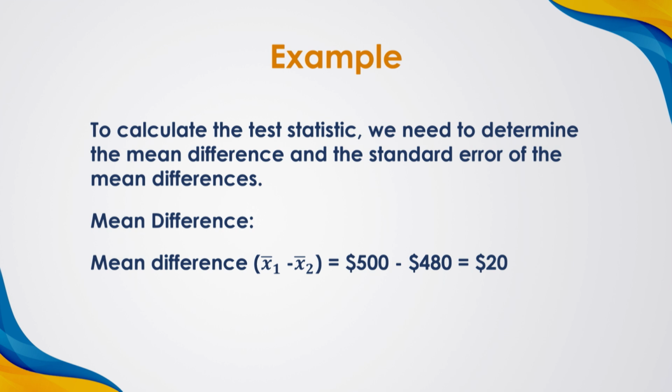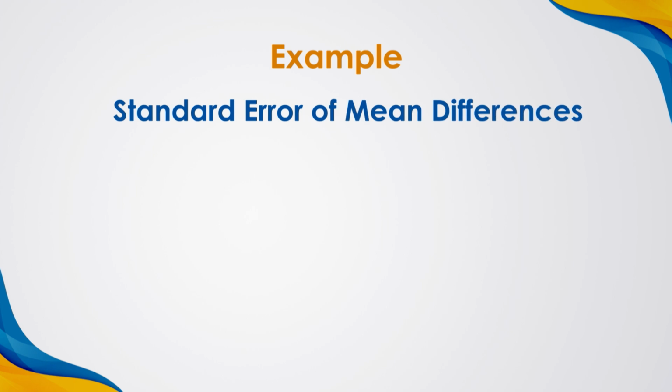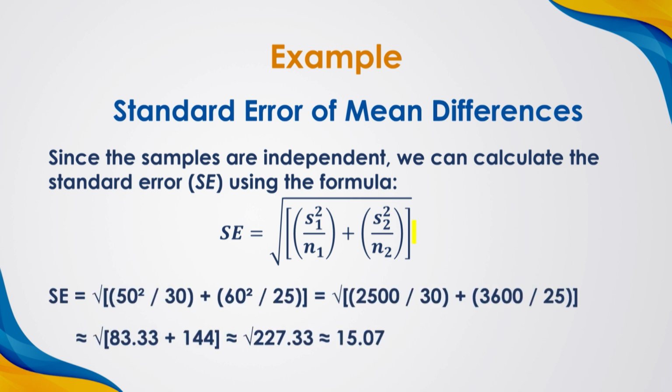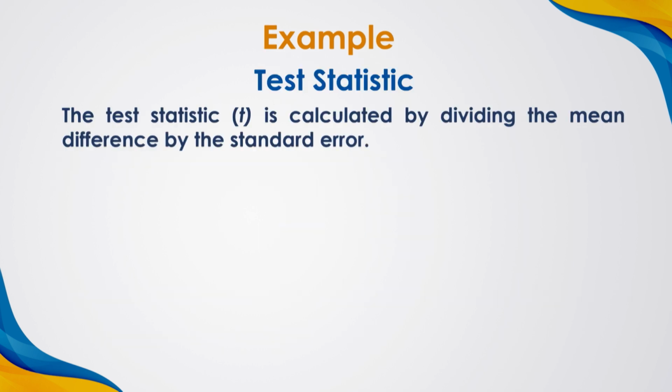Therefore, mean difference is equal to x1 bar minus x2 bar, which is 20. Standard error of the mean differences. Since the samples are independent, we can calculate the standard error using the formula already stated. Standard error is equal to square root of s1 square by n1 plus s2 square by n2. Substituting all the values in this formula, we get 15.07.